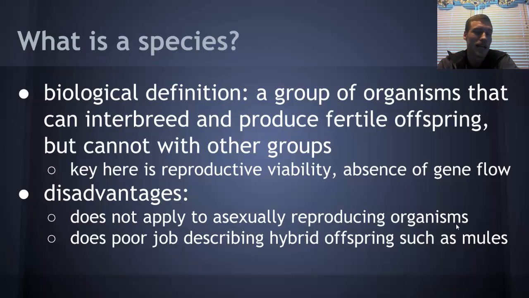There are some problems with this definition of a species. First of all, it doesn't apply to asexually reproducing organisms because those organisms don't interbreed at all. So this is really kind of an inadequate way to be able to define different species of, say, bacteria. It also does a poor job of describing hybrid offspring such as mules. Would mules be considered a separate species? They can't necessarily produce fertile offspring. So that's kind of an interesting question.